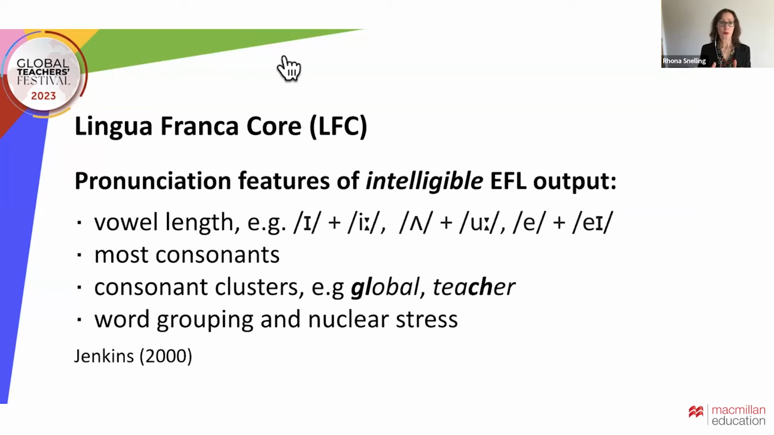So we've got the short vowels, I, E. We've got the long vowels, E, U, and we've got the diphthong, A. Most consonants are also important. Consonant clusters, like these ones shown in global, the G and the L, and in teacher, the C and the H, and word grouping and nuclear stress. So four very interesting, useful features of intelligible EFL output.